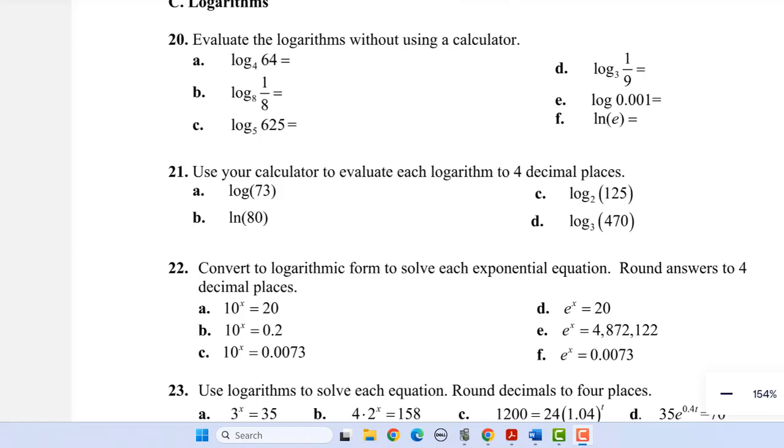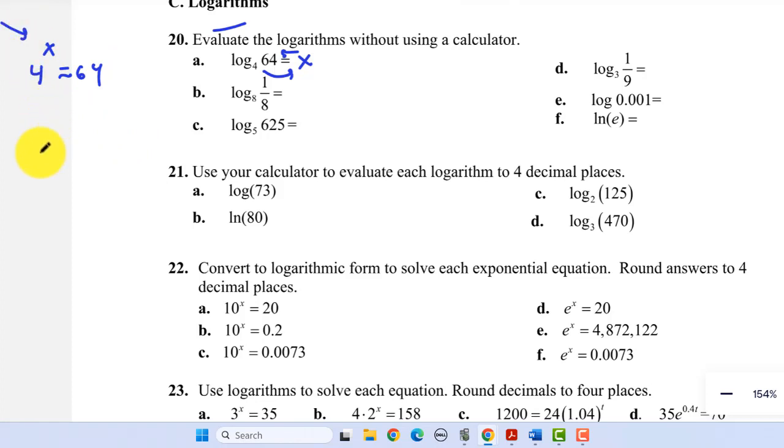So for 20A it says evaluate the logarithms without using a calculator. The word evaluate means really give me the answer, right? What is going to be the value that goes in here? The way I teach my students to do this is, I don't know what this equals, so I'll say this equals x, right? And we can rewrite logarithms using properties of logs. So I can rewrite this as 4 to the x equals 64.